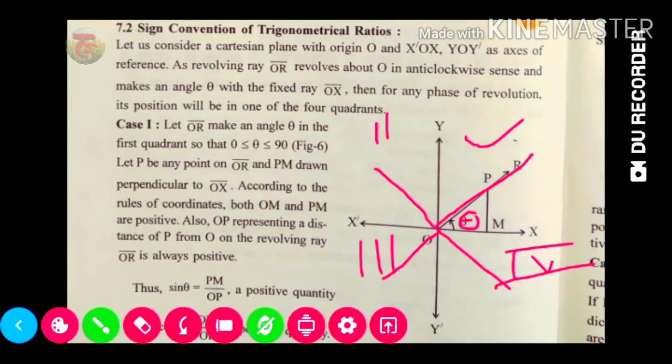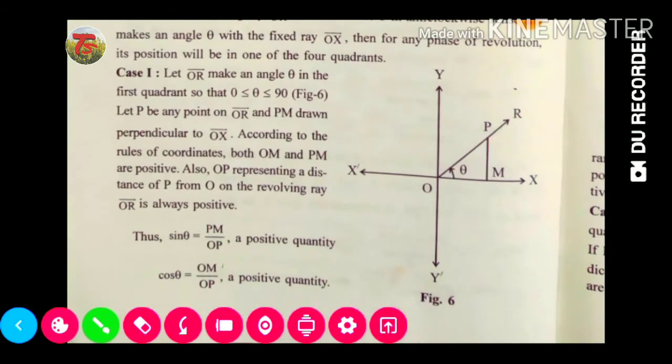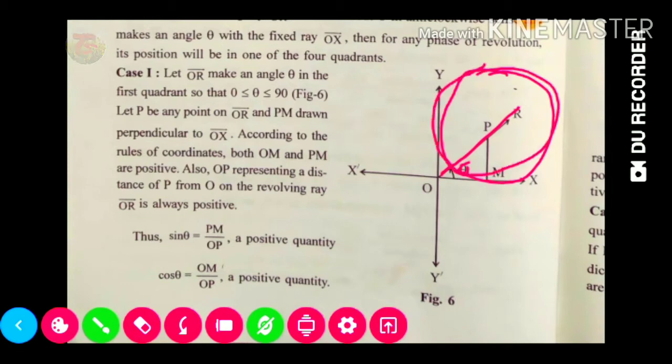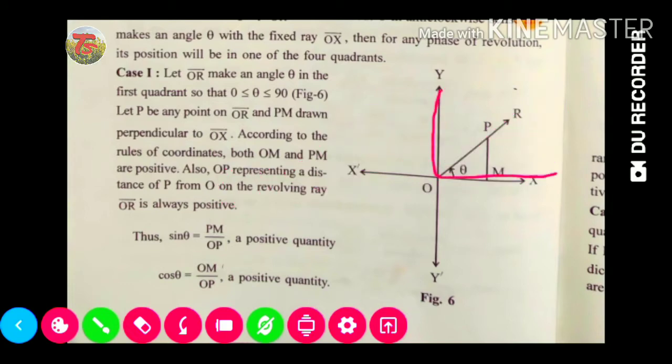So here first we'll consider the first quadrant. Case number 1: let OR make an angle theta in the first quadrant. So here this angle value will be 0 degrees less than or equal to theta, and theta will be less than or equal to 90 degrees. In between this, theta value will be, because it is in the first quadrant. The first quadrant is 0 to 90 degrees.